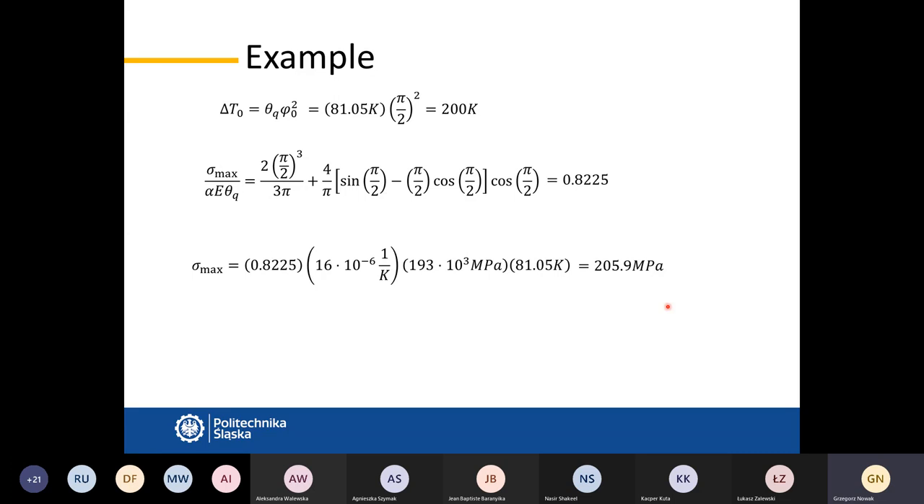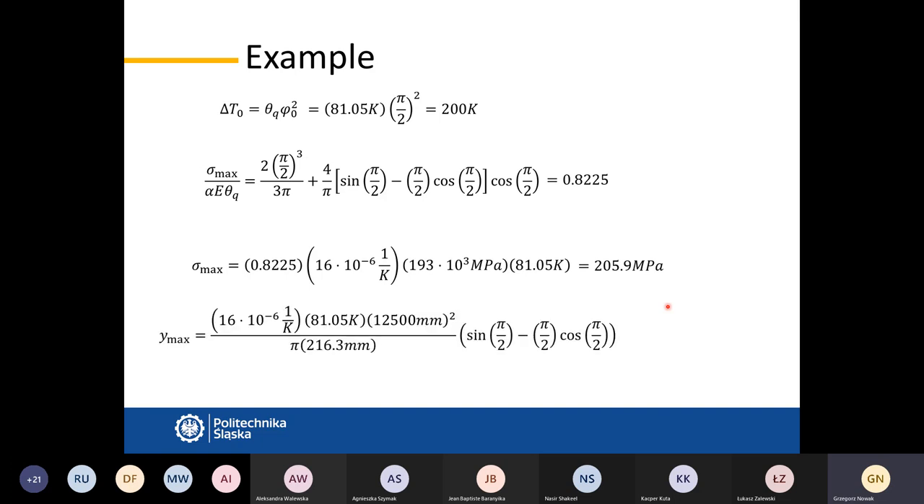206 megapascal. If we take into account that this is a very low temperature, the material can get brittler, so this can be quite dangerous for the material itself. Okay, so this is the maximum stress.